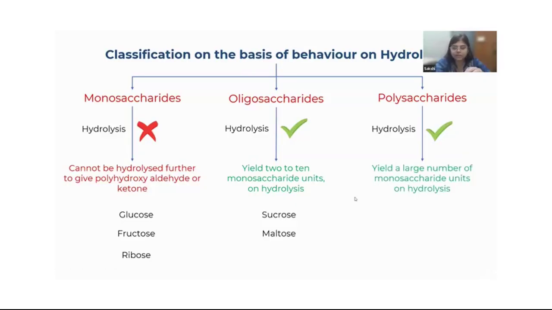What are polysaccharides? They yield a large number of monosaccharides on hydrolysis. That means hydrolysis means breaking with the help of water, like starch. If I break starch, I will get n number of monosaccharide units. So this is the type of classification of carbohydrates: monosaccharides, oligosaccharides, and polysaccharides, right? Like cellulose, glycogen, these are all examples of polysaccharides, right?